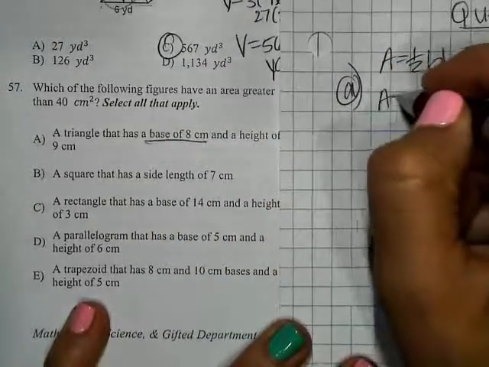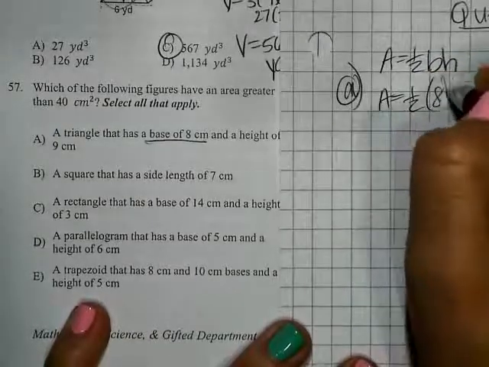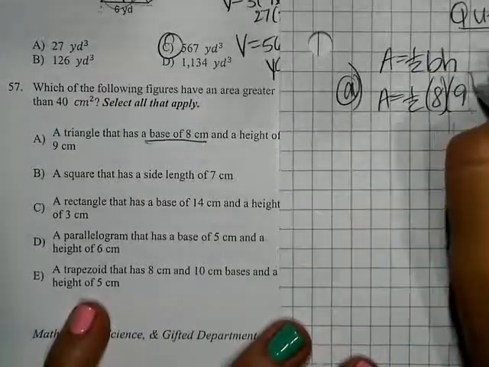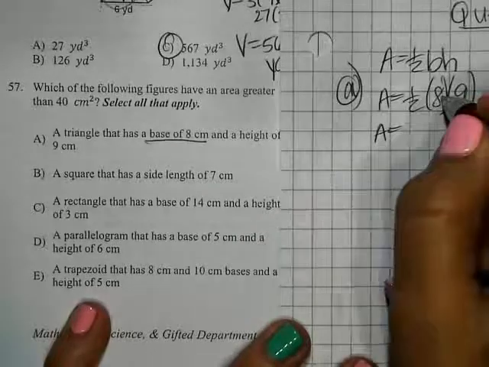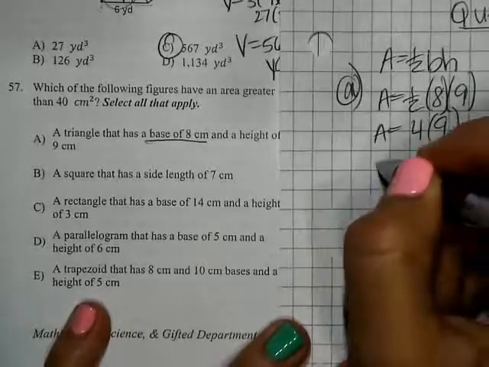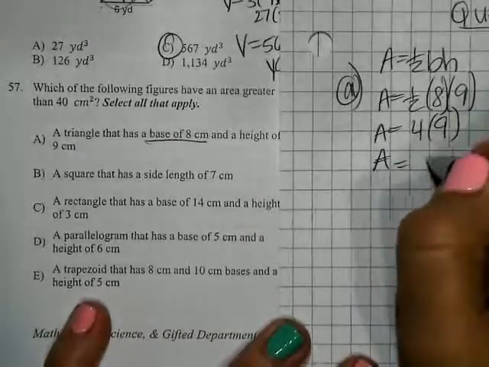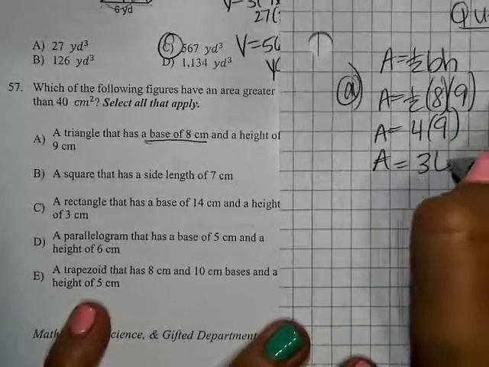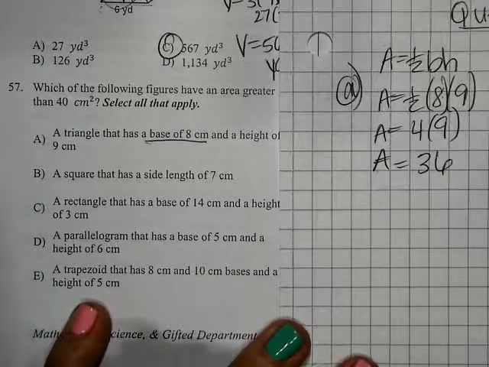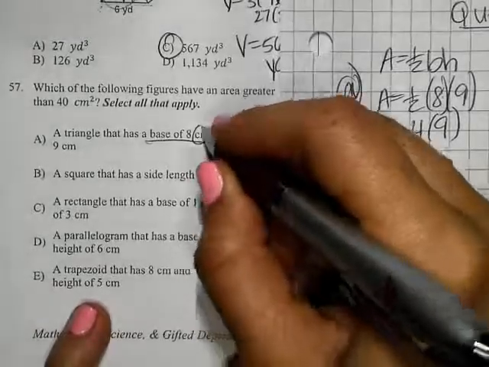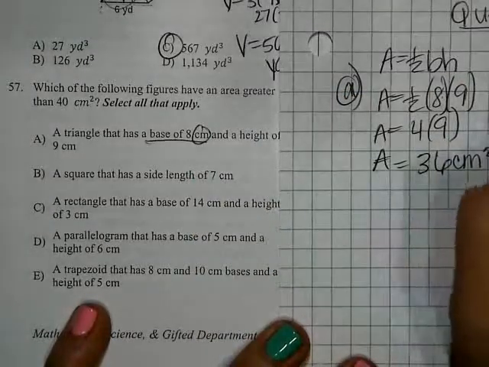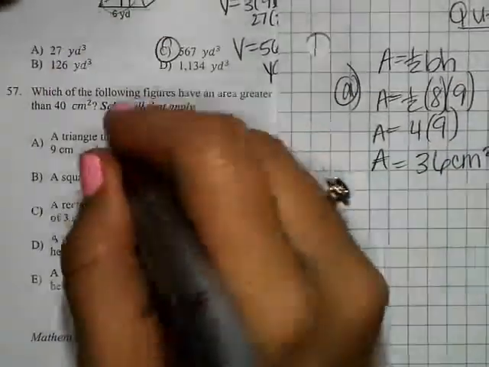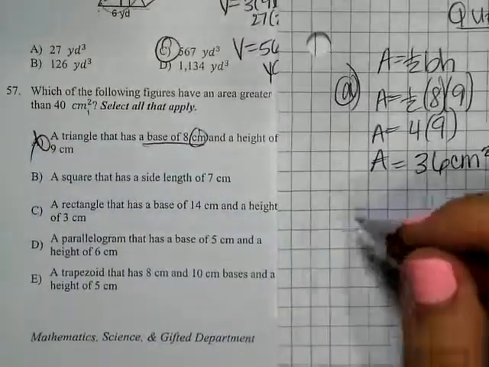The base is 8, and the height is 9. Half of 8 is 4. 4 times 9 is 36. Yes, 36, and it's in centimeters, so it becomes 36 centimeters squared. That's not greater than 40, making A not true.